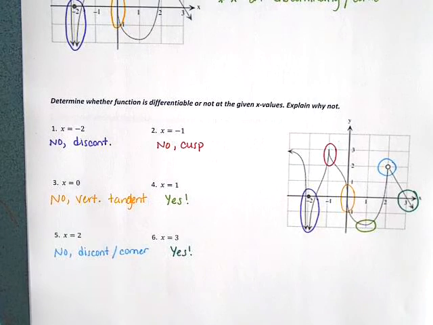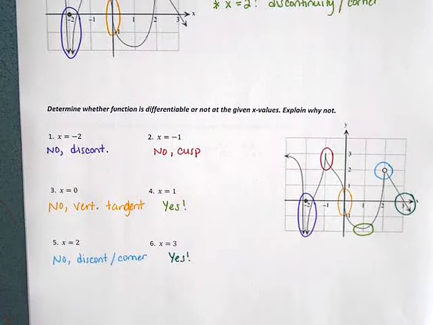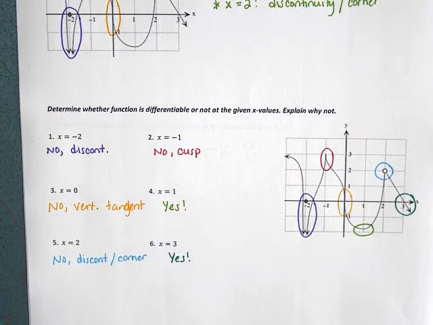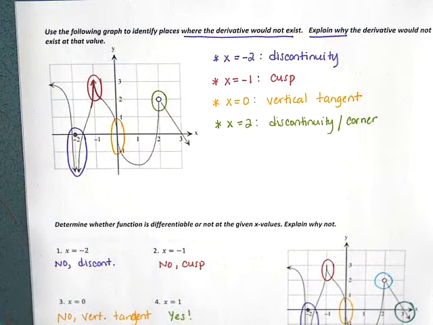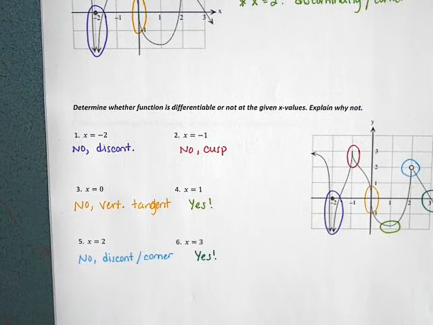Now the reason we use the same graph in both of these is I want to show you what the different types of directions are really asking you. So if they say, tell me where it would not exist, I'm only worried about the parts of the graph where something weird is happening. If it says, for these specific numbers, tell me what's happening, then if something weird is not happening, I just say, hey, it's cool, I'm differentiable.